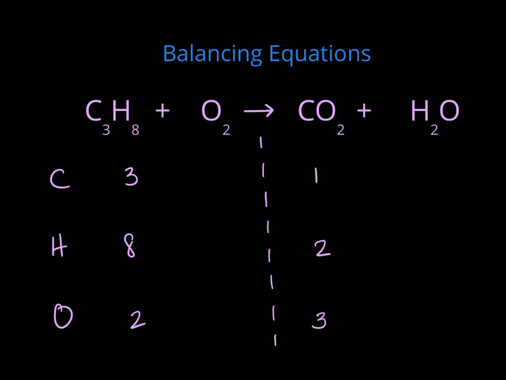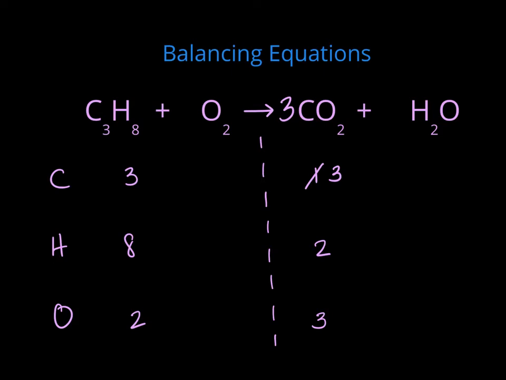So let's start with our carbon. I've got 3 on my reactant side and 1 on my product side. So I need to have 3 on my product side to match. So I'm going to draw a big 3 coefficient next to my CO2, and that's going to take care of my carbon. Then I'm going to go on and balance my hydrogen.